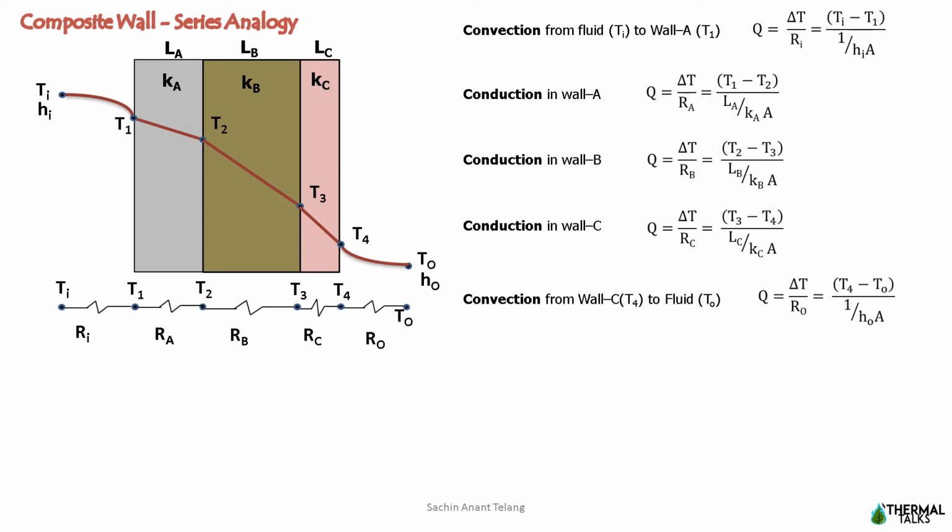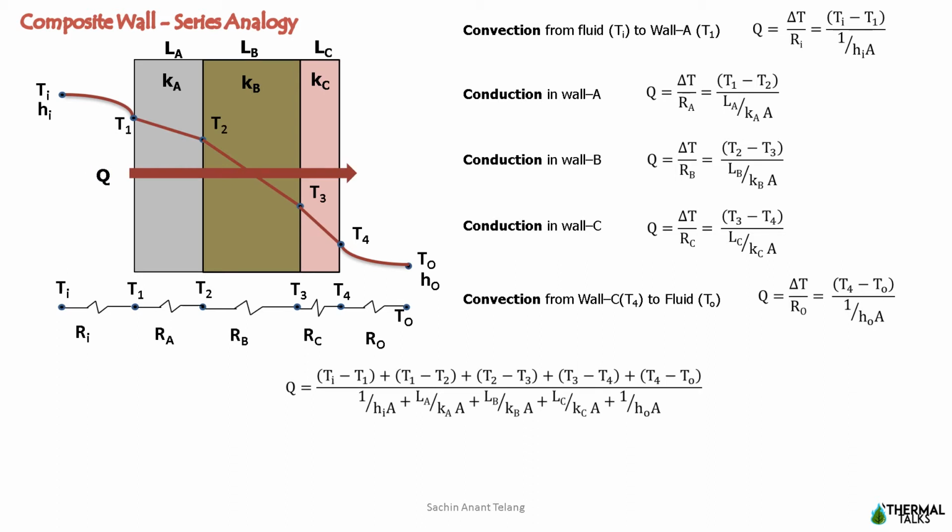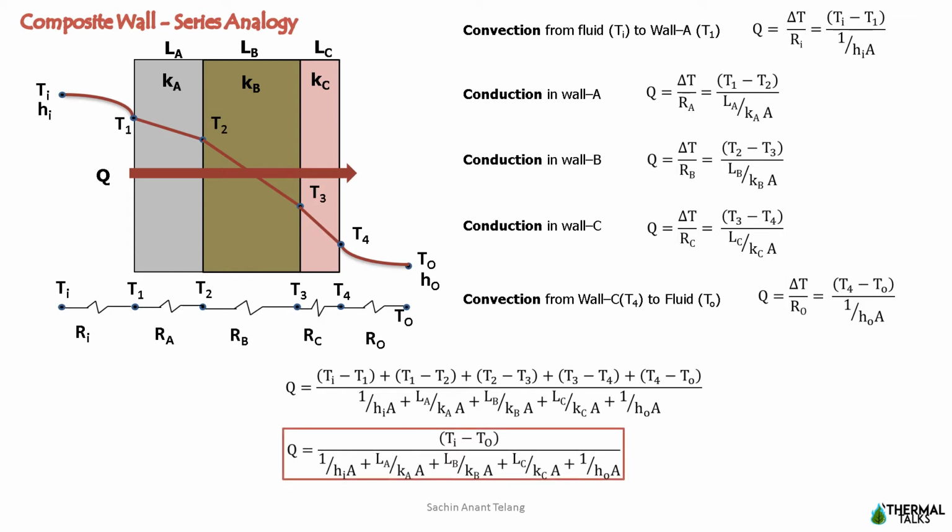Now that the rate of heat transfer is constant, we can write the heat transfer rate as sum of all heat transfers of individual mediums. So finally we can write heat transfer is equal to temperature of hot fluid minus temperature of cold fluid divided by all the thermal resistances. Convective resistance plus conductive resistance of wall A plus conductive resistance of wall B plus conductive resistance of wall C plus again convective resistance at outside fluid.